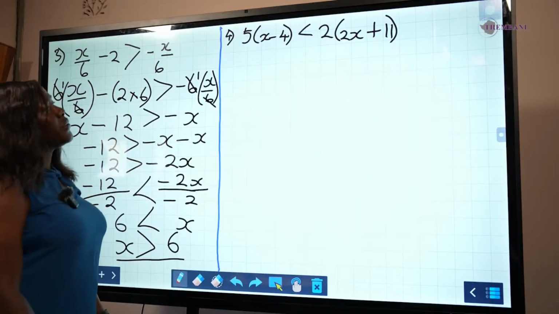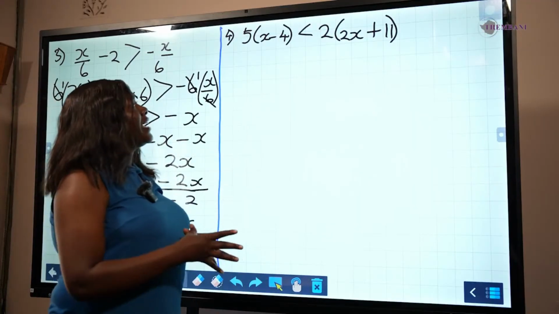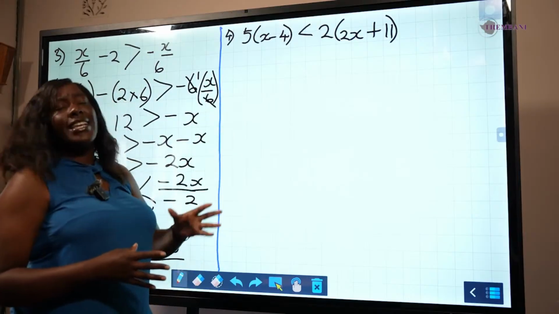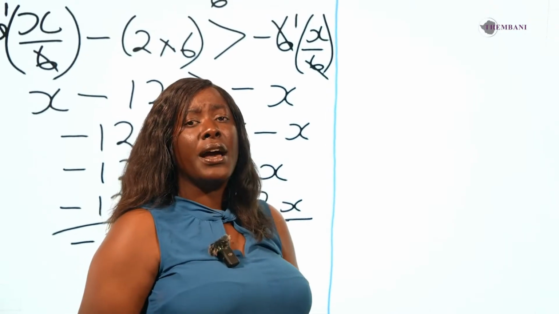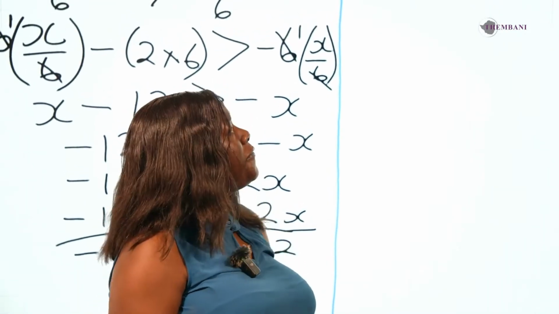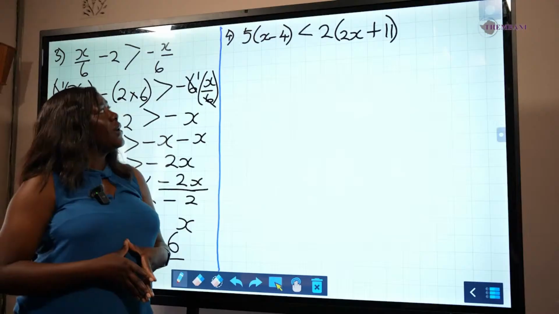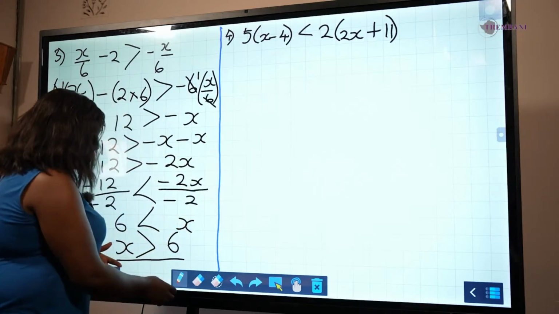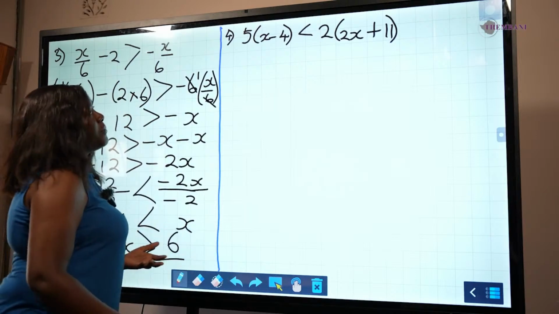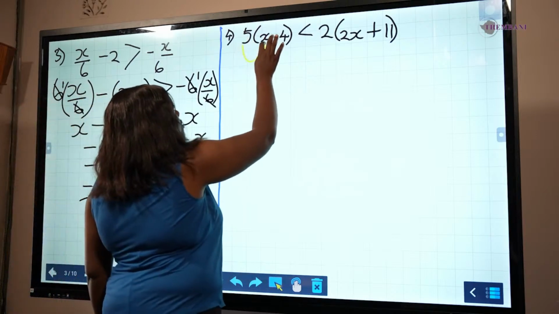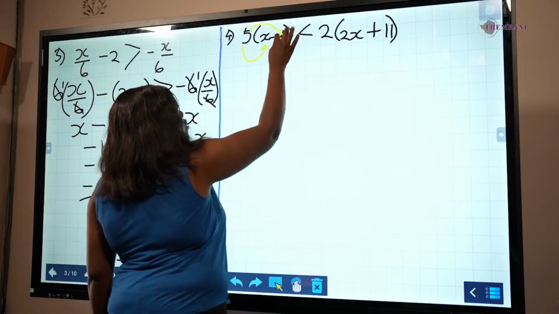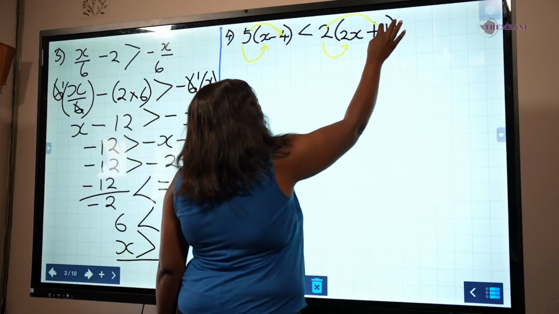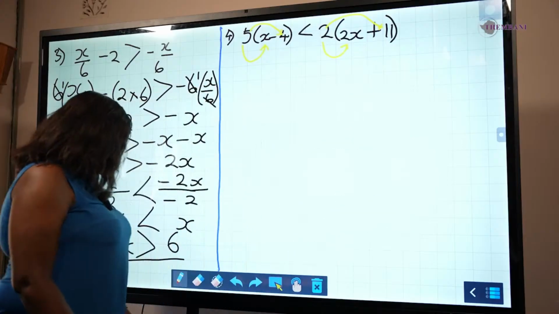Moving on to the next question. We have a bracket, both sides on the left and on the right. So in this case, we are going to remove the brackets first before solving the inequality. So we are multiplying each and every term which is in the bracket by what is outside of the bracket. So this 5 is going to multiply this, and this 5 is also going to multiply that. And this 2 is going to multiply that, and this is going to multiply that.